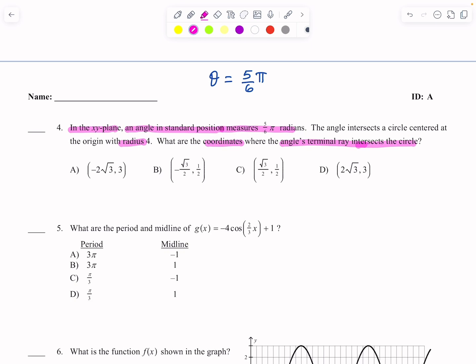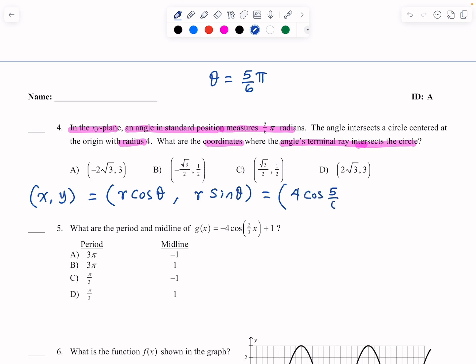So I would avoid drawing this right now, but I would encourage that you draw this. Now, remember, for us to find our coordinate x and y, there is a formula for this one: r cosine of theta and then r sine of theta. That's all I'm going to use. So in this case, I have my radius, which is 4, and my cosine of the angle 5 over 6 pi, and then the same radius, sine 5 over 6 pi.